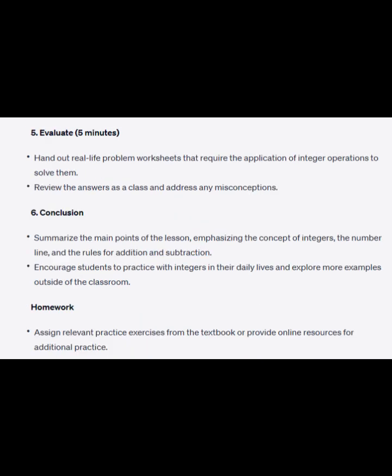5. Evaluate, 5 minutes. Hand out real-life problem worksheets that require the application of integer operations to solve them. Review the answers as a class and address any misconceptions.